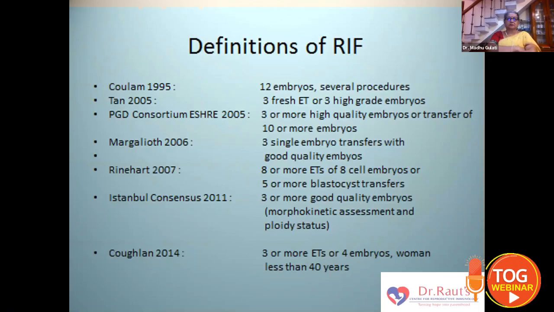The definition of RIF, we all know, but the most common one is that there are 3 or more embryo transfers or 4 embryos in women less than 40 years.